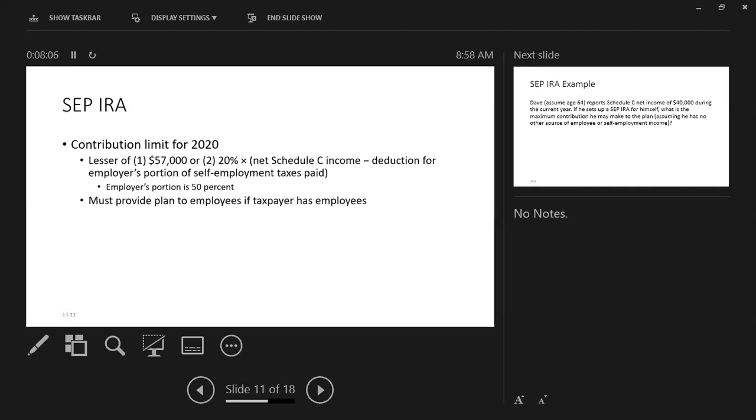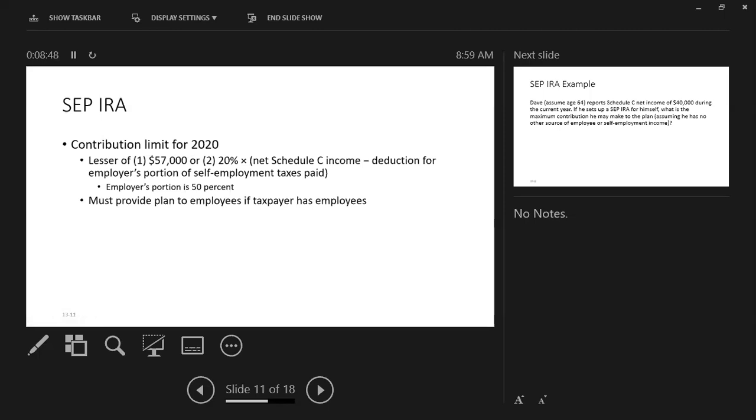So his total self-employment tax would be $25,377. Half of that would be the amount we have to deduct from 310,000. And I'm getting 297,311. Take 20% of that, $59,462. So it's the lesser of that calculation, or 57,000. So in the end, he can only deduct 57,000 and contribute. His contribution, I should say, is limited to 57,000.